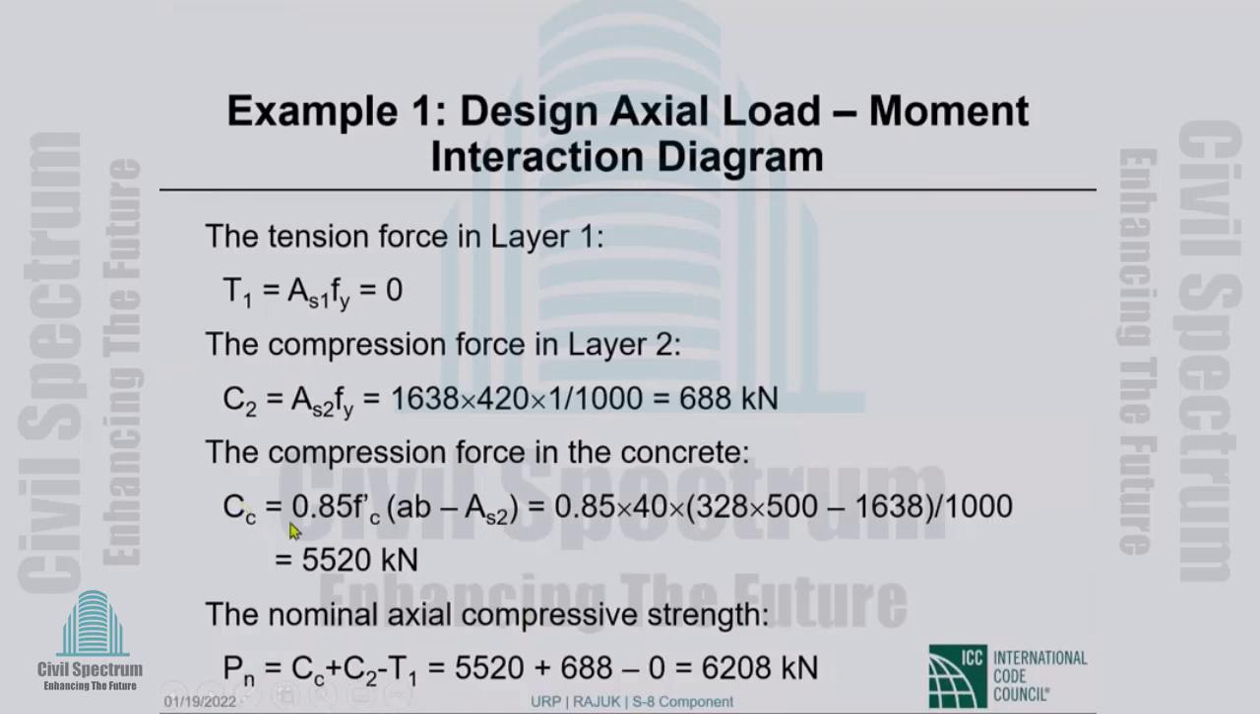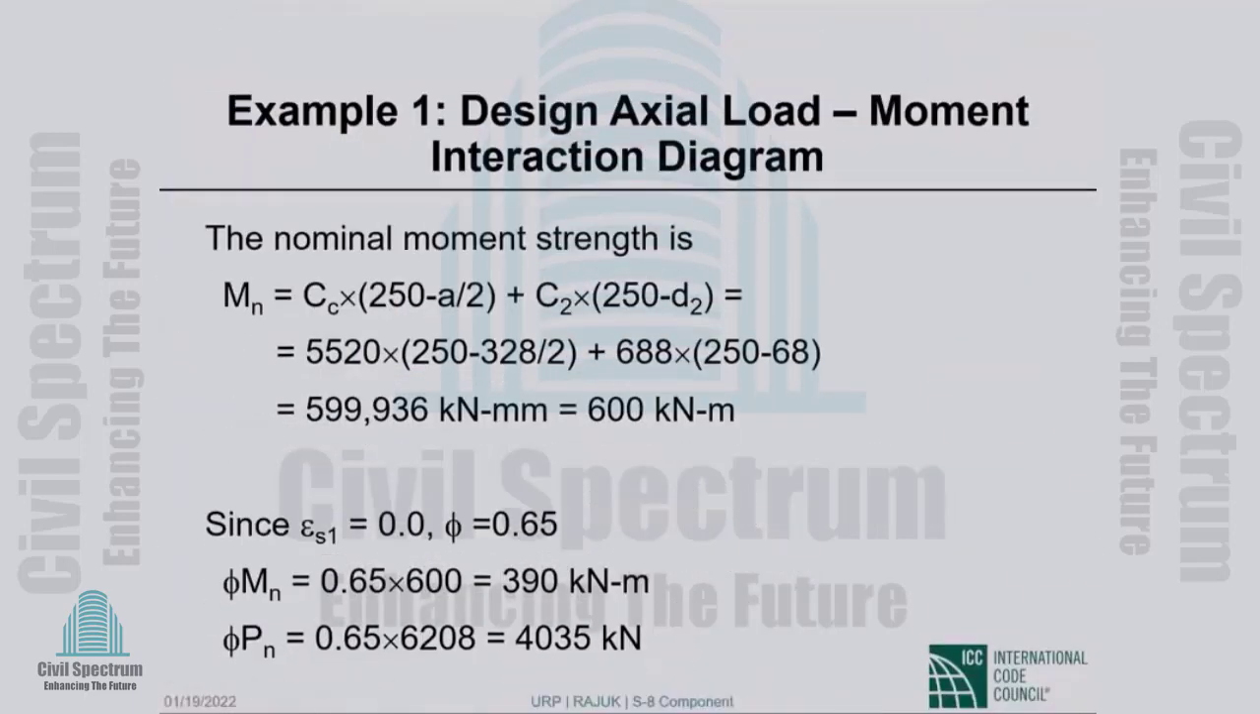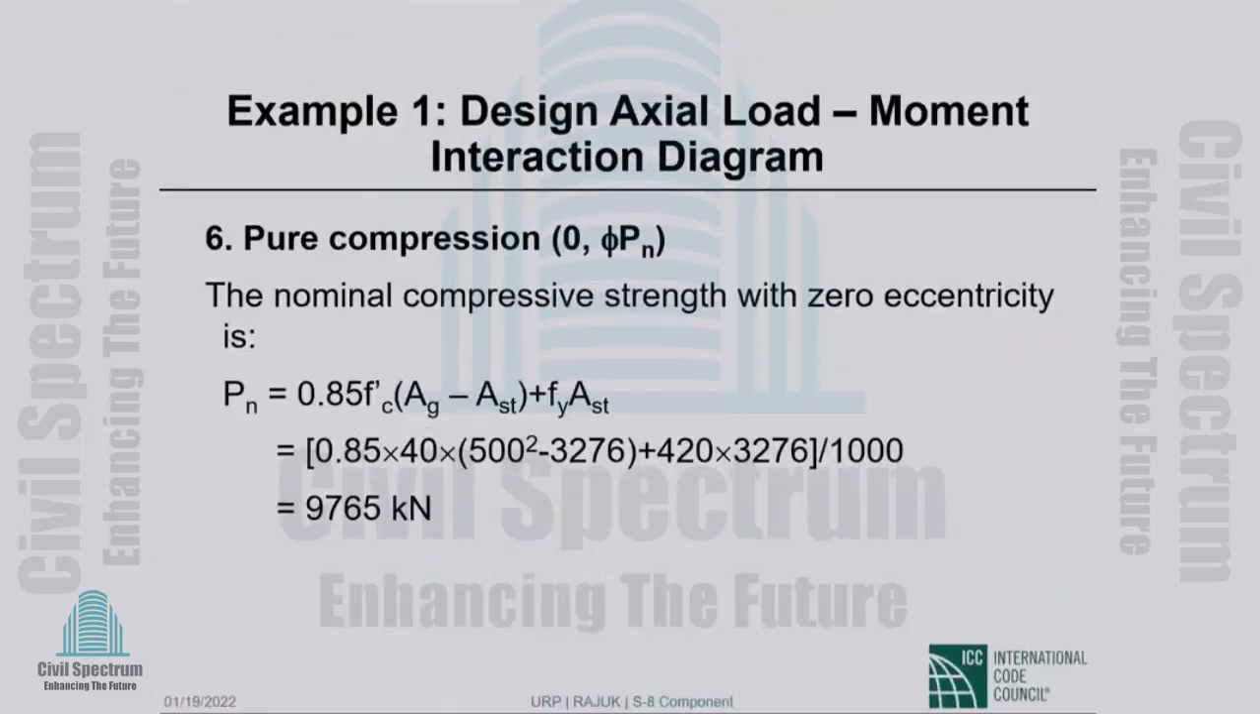The compression concrete force is very high, 5520, because most of the section is in compression. So P sub n now grows to 6208 kilonewtons. And then by taking moment of all, now there are two forces about the mid height of the section. The moment is 600 kilonewton meters. Phi remains at 0.65. So those are the design values of moment strength and axial strength.